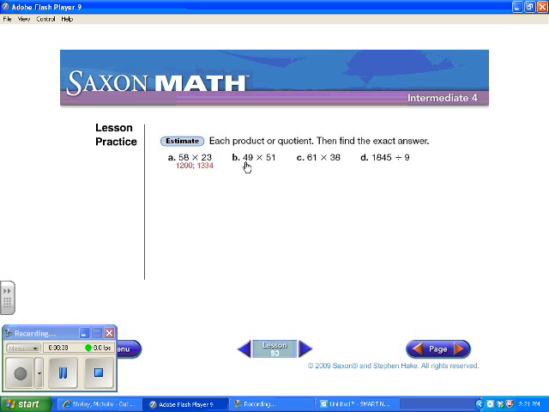Let's try another one. 49 times 51. Okay, think about what you could round those off to. And write down your estimate. And this time I'm not going to show you what that is. Just go ahead and write that down. And then hit pause and find out the exact answer using your favorite method. And when you're ready to check, hit play.